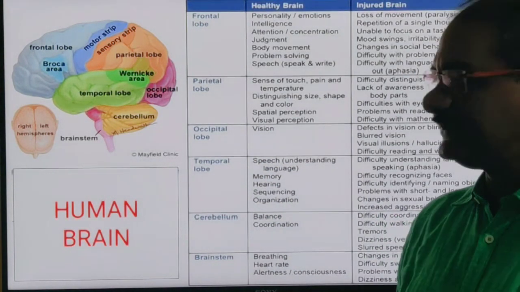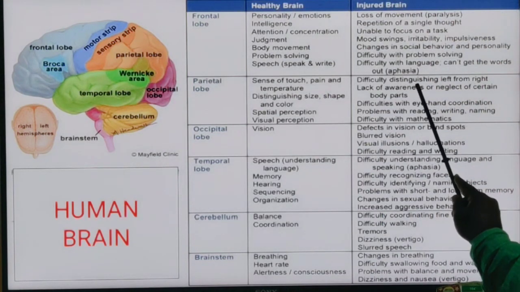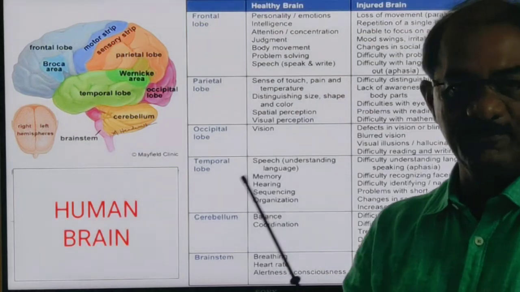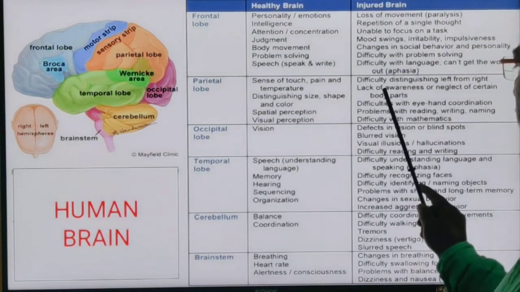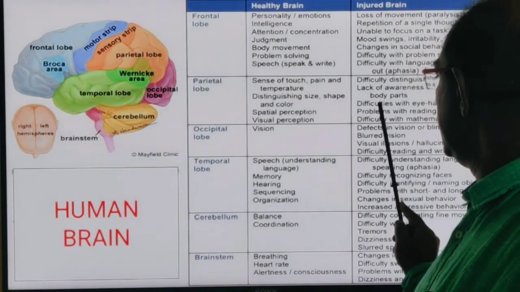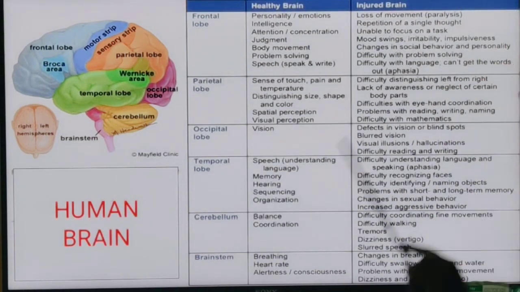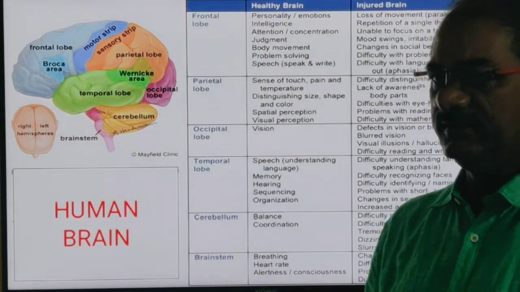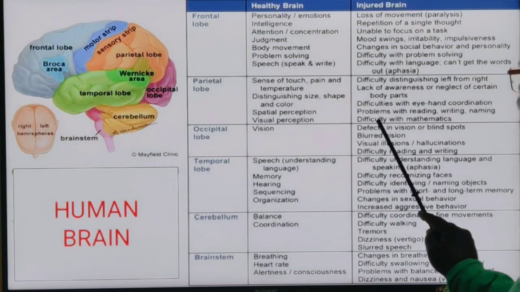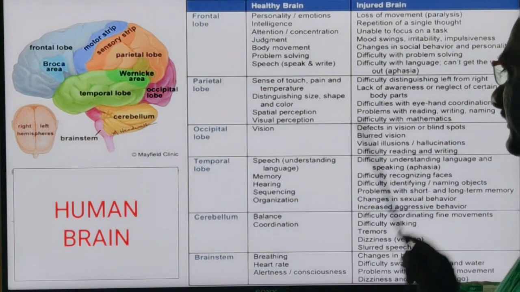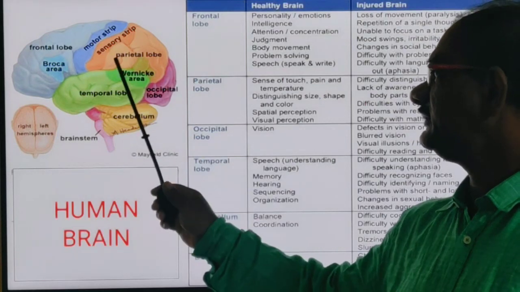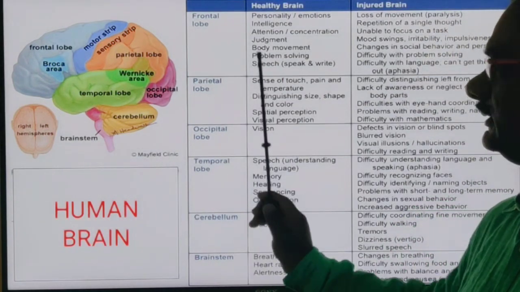If the brain is injured here, problems are created: difficulty distinguishing left from right, so left and right combination does not occur; lack of awareness or neglect of certain body parts; difficulty with eye-hand coordination; problems with reading, writing, and naming; and difficulty with mathematics. Such problems are created if the brain is injured in that region. So that is the parietal lobe.